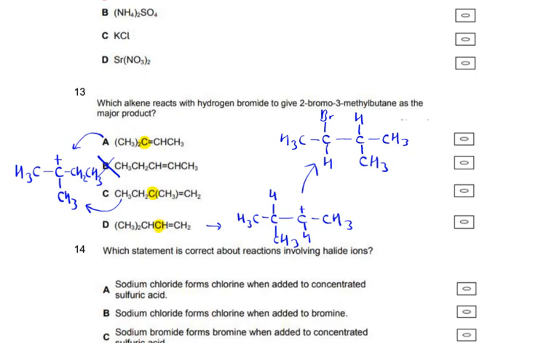D, on the other hand, gives you a secondary carbocation with 2 alkyl groups attached to the carbon with a positive charge. I've drawn this at the bottom. This, when it reacts with the bromide ion, gives you the desired product, 2-bromo-3-methyl-butane.